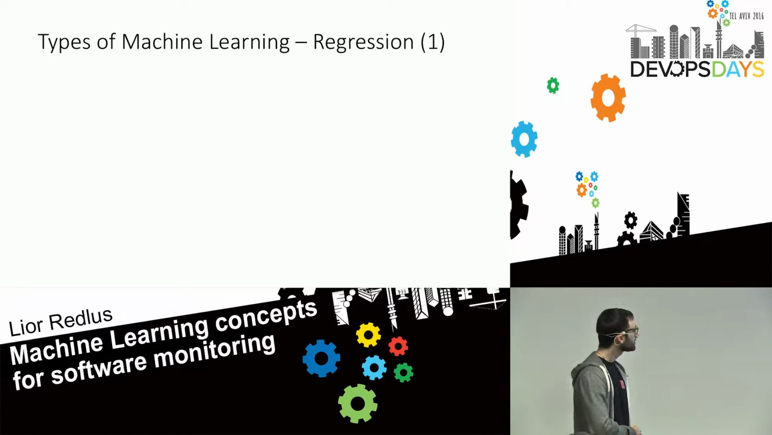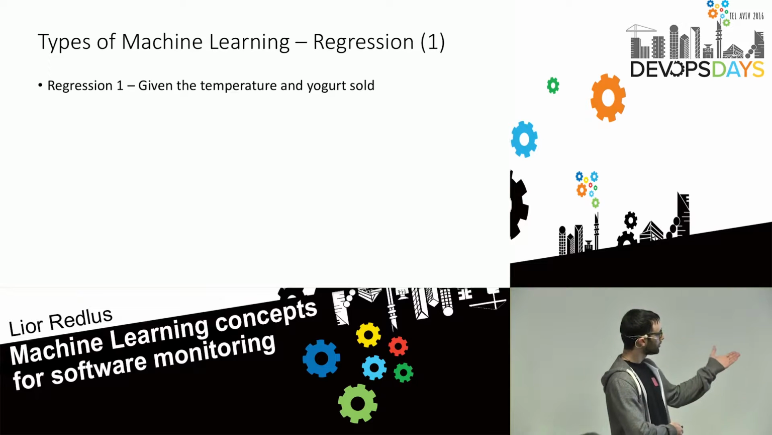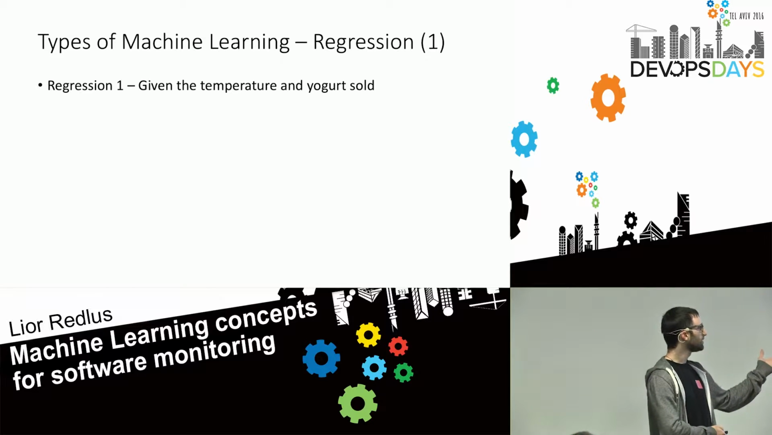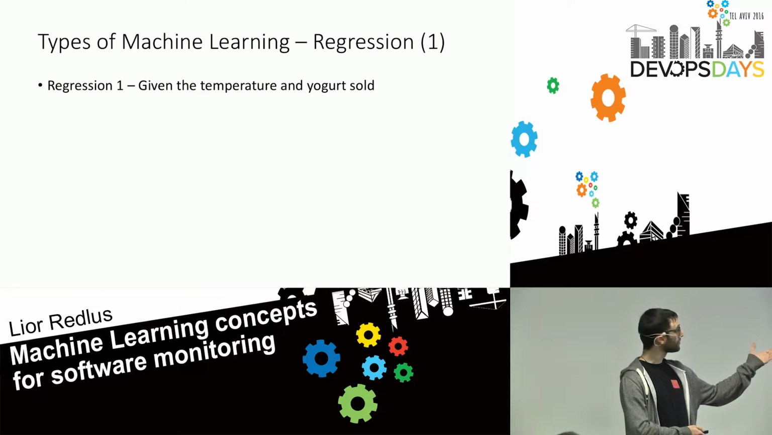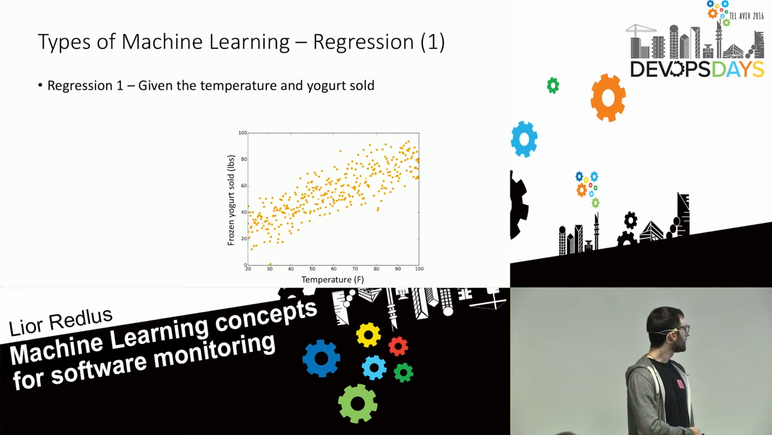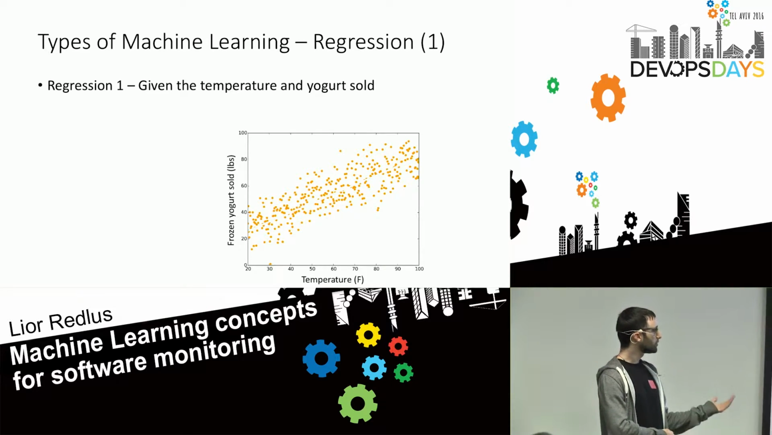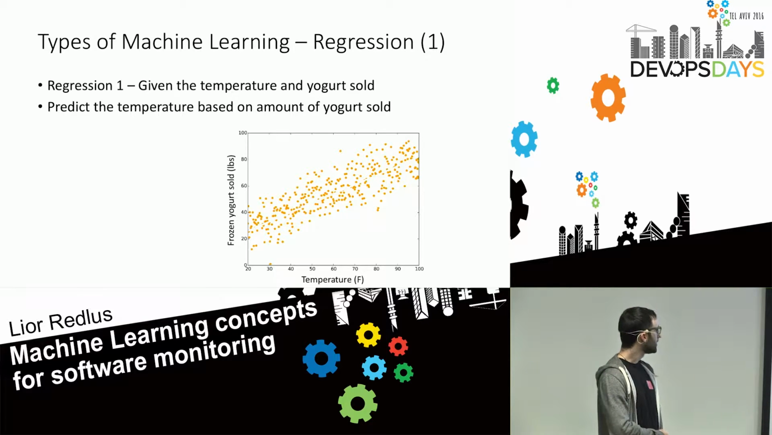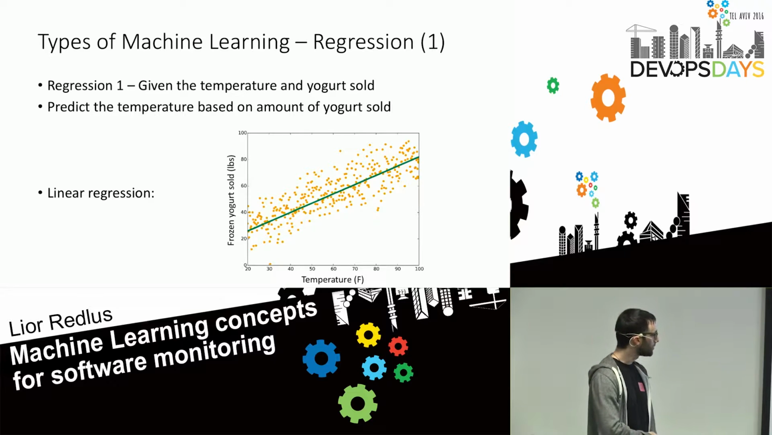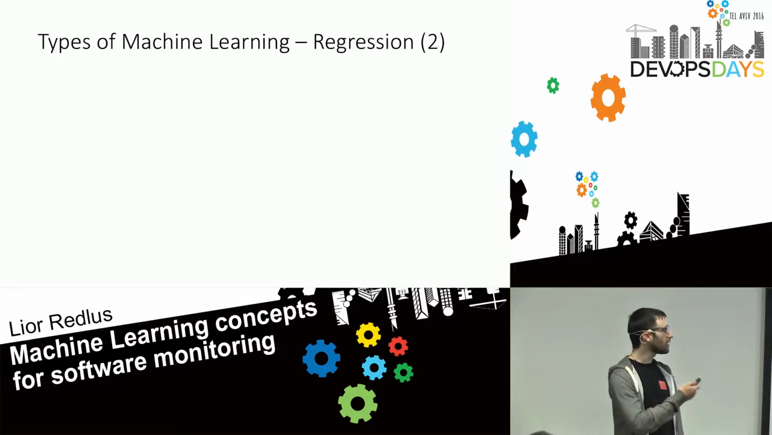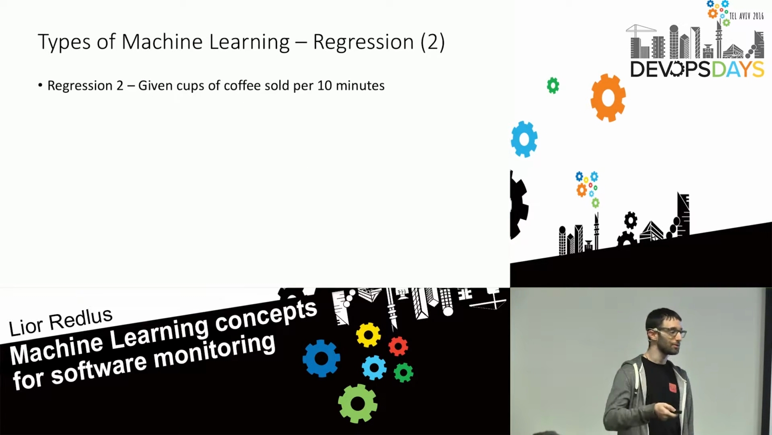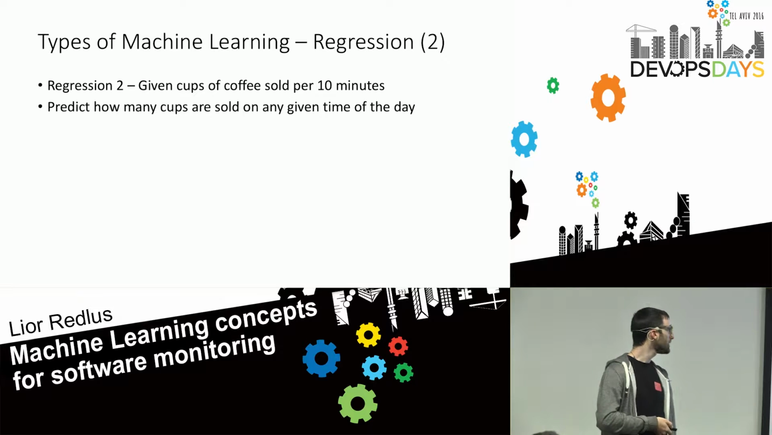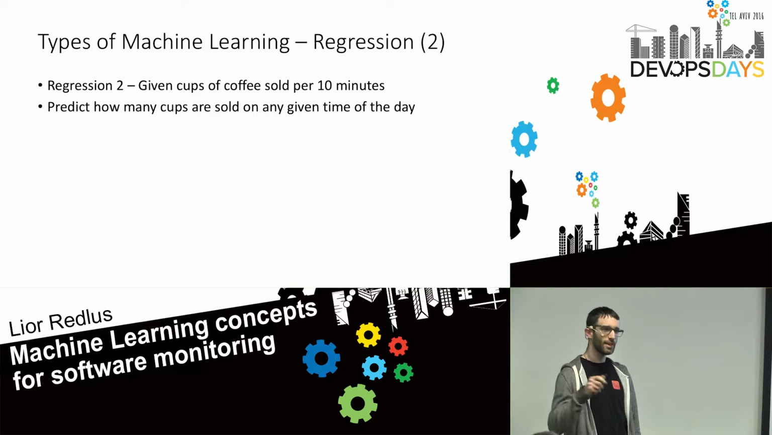So what is regression? We can take the temperature of the day and data of the amount of yogurt sold in order to predict what the temperature is based on the amount of yogurt that someone sold in the store. And a linear regression will give us a pretty good accuracy for this data set. Another example can be, given the cups of coffee that are sold every 10 minutes, to predict how many cups of coffee will be sold at any given time of the day.